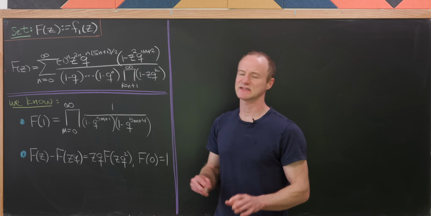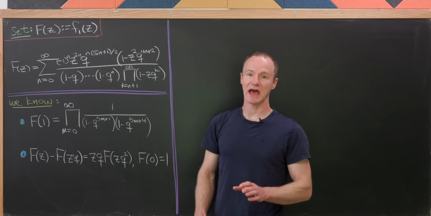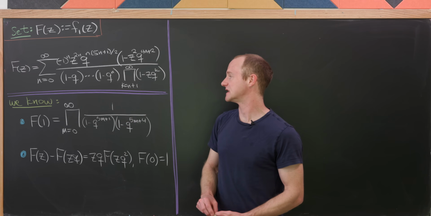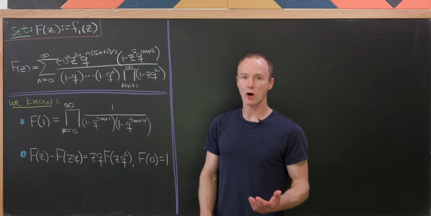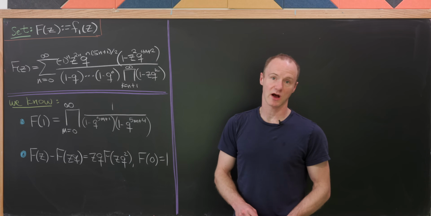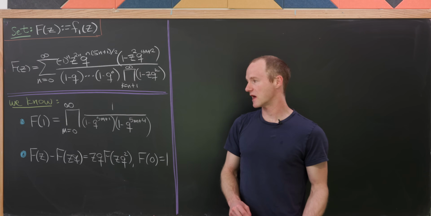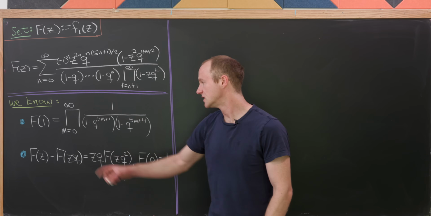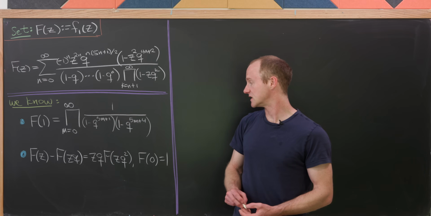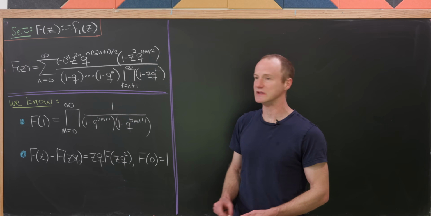We're going to start by simplifying notation a little bit by setting capital F of z equal to f sub 1 of z. I've recalled the form of capital F of z here. And then we know a couple of things. If we evaluate F at 1, we get this infinite product, which is the product side of our identities. And also, capital F satisfies the following recursion: F of z minus F of zq equals zq times F of zq squared, and then F of 0 is 1. And this, in fact, uniquely defines F.